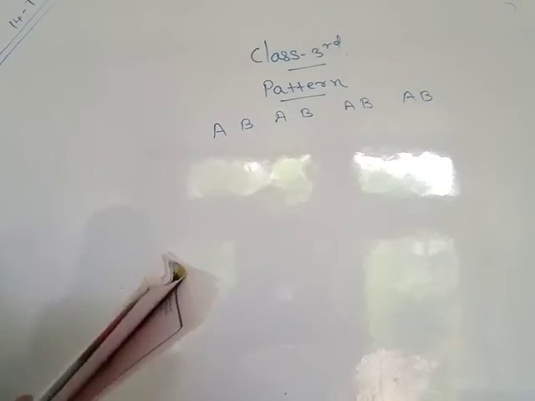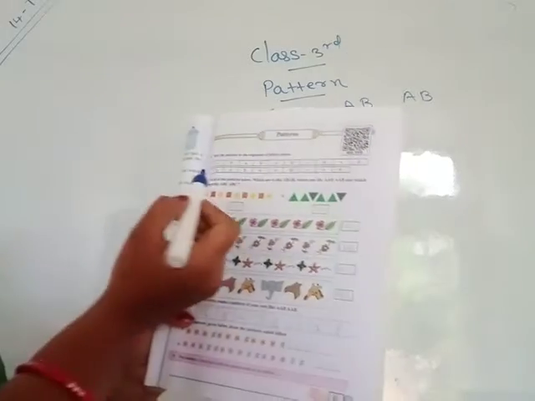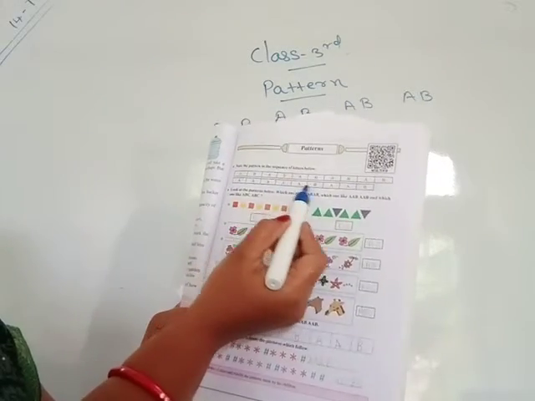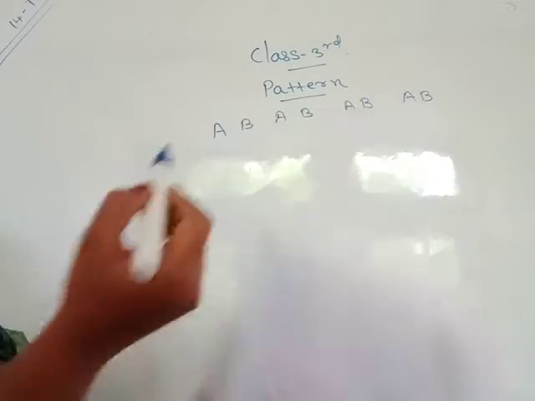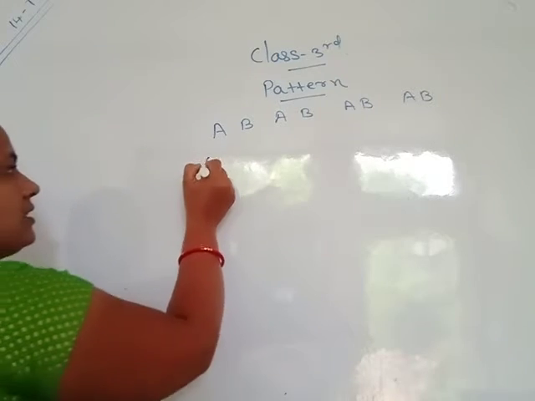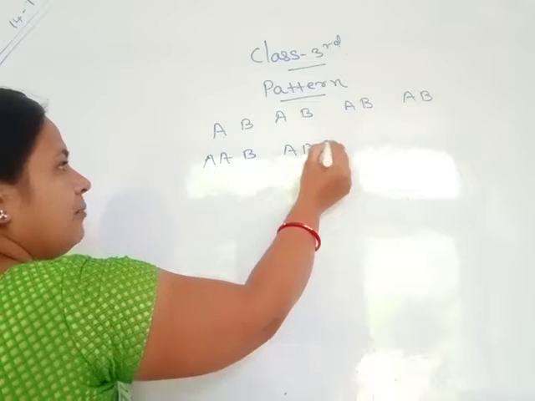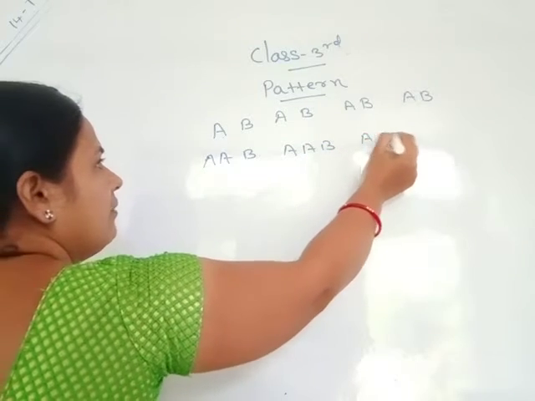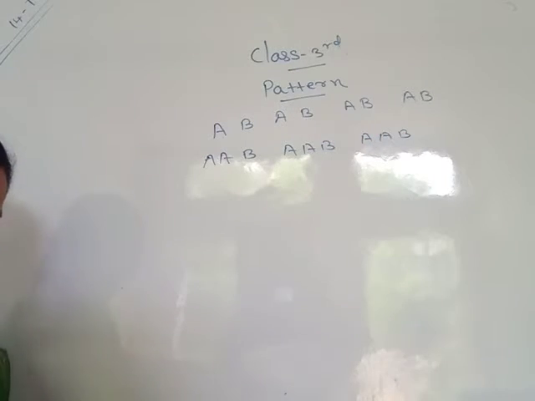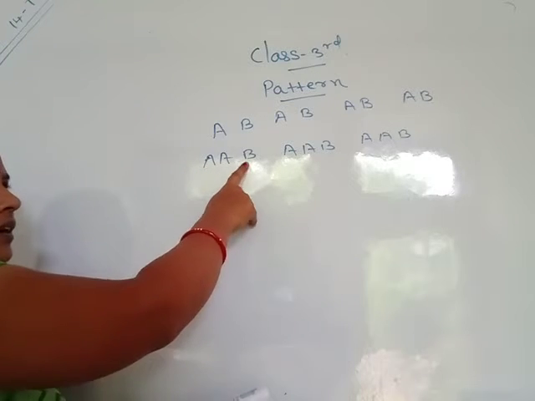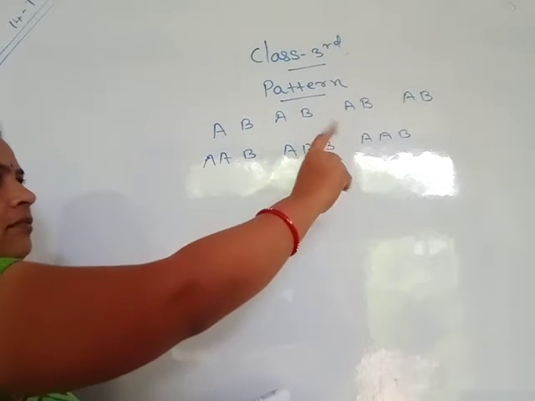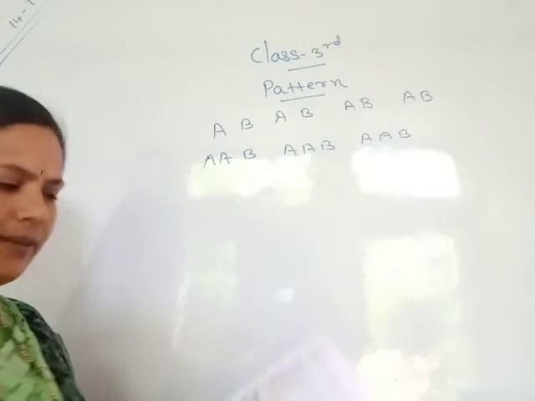This is a pattern. Then the second one, see this pattern: AAB, AAB, AAB. See here is AAB, again AAB, again AAB, in this type of pattern. The sequence of these letters is 2A, 1B, 2A, 1B, 2A, 1B.